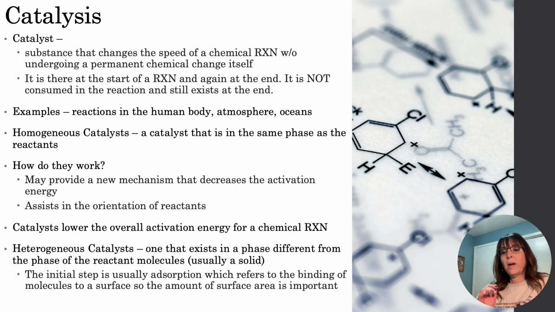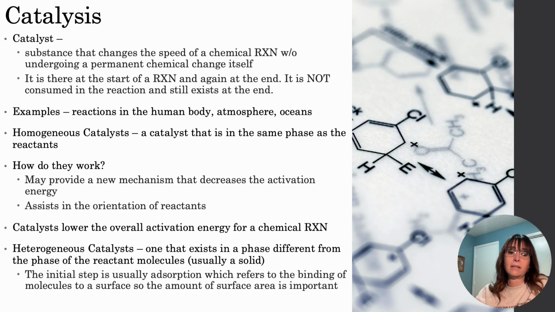A lot of times when you're writing a reaction, over the arrow, we will write platinum or whatever the catalyst might be. We use catalysts all the time in the human body. If it weren't for catalysts, we wouldn't be alive. They're in the atmosphere, they're in the oceans, just chemical reactions everywhere require catalysts. A homogeneous catalyst simply means that the catalyst is in the same phase as the reactants. How do they work? Well, we do believe it provides a different mechanism that decreases the activation energy. Some people say it's like a matchmaker, and it actually takes this and it takes this and it brings them together in that right orientation, which lowers the activation energy. But the basic idea is that it makes the reaction faster, it lowers the activation energy.